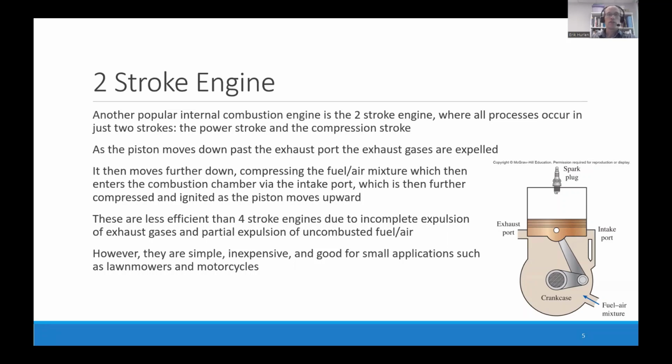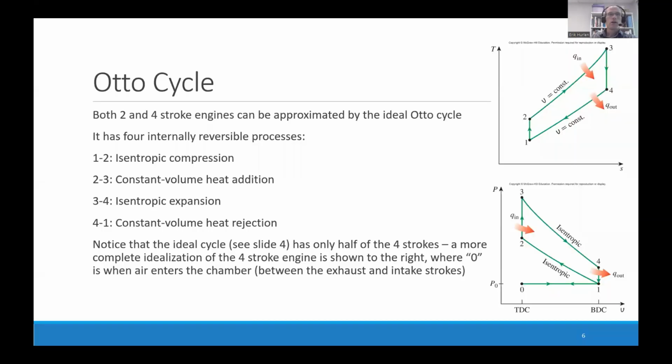2-stroke engines are less efficient than 4-stroke engines since the exhaust gases are not completely expelled, while some of the air-fuel mixture gets expelled before being ignited. On the other hand, they are simpler and cheaper than 4-stroke engines, and therefore useful for small engine applications. The Otto cycle is a good approximation for both 2- and 4-stroke engines and is the same for each. It consists of the following 4 internally reversible processes.